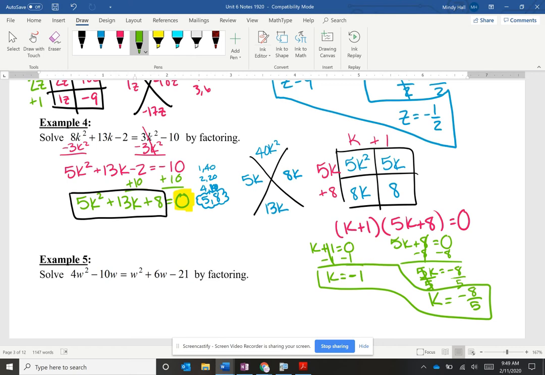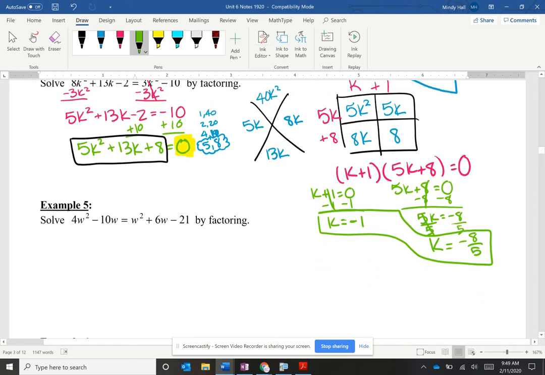And that is it for that one. Again, all of these are where the parabola would touch the x-axis.